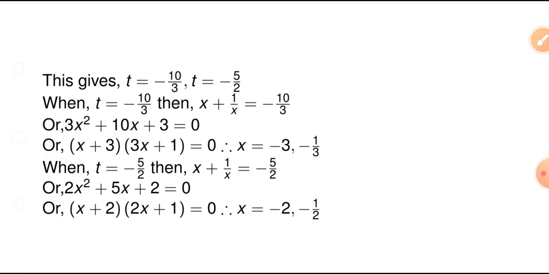Therefore, the required roots are x = -3, -1/3, and x = -2 and -1/2. So these are the four roots of the given reciprocal equation.